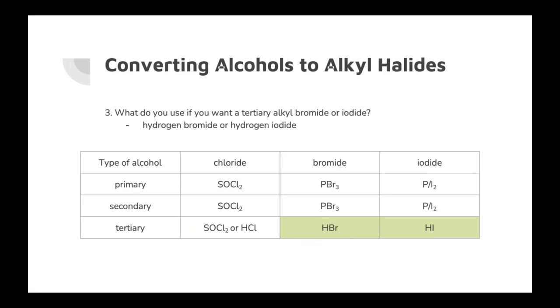SOCl2 will give you any kind of chloride, primary, secondary, tertiary. And then phosphorus, PBr3, P with I2, those ones will give you your bromide, iodide, but only primary and secondary. So you will look at HBr or HI for tertiary bromides or iodides.